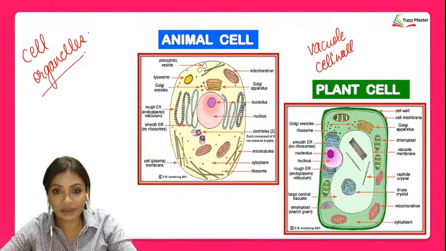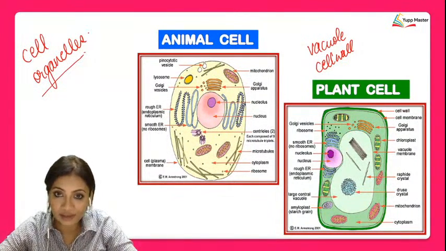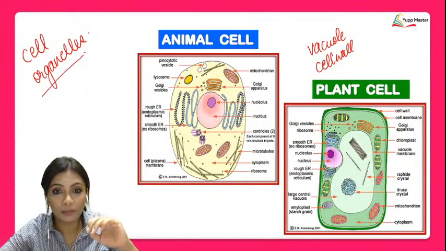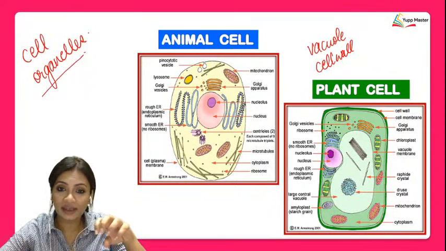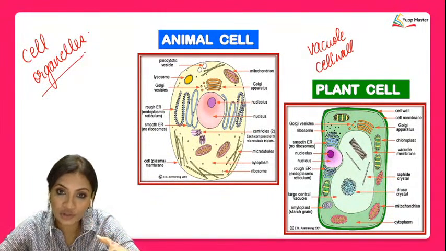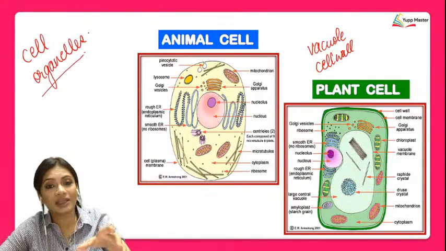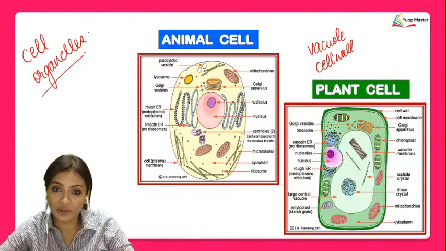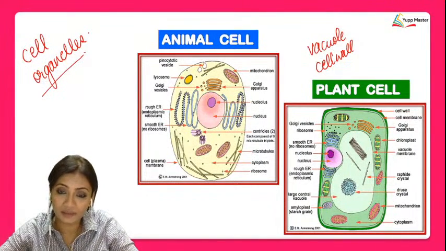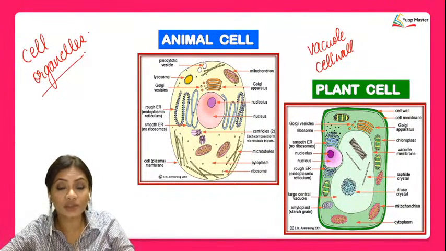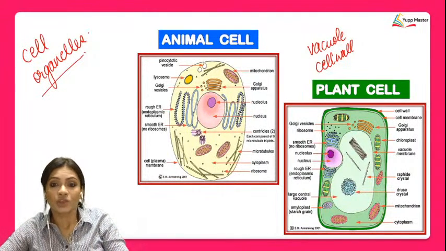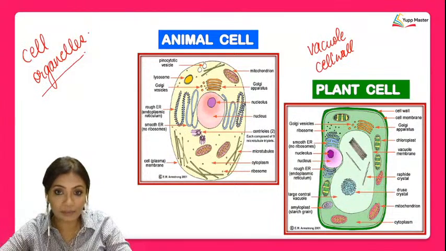Remember one thing, according to the cell theory, every cell organelle is basically made up of the same components. So if I am saying that there is a plasma membrane in the animal cell, or that there is mitochondria in the animal cell, and I say that there is also mitochondria in the plant cell, then whether it is an animal or a plant cell, the mitochondria is going to have the exact same constituents. It's going to be made up of the same material.